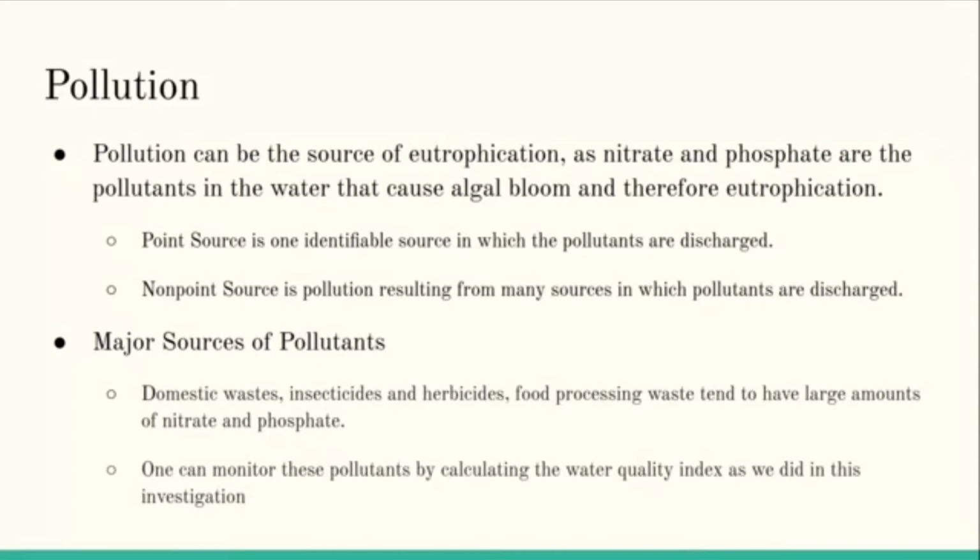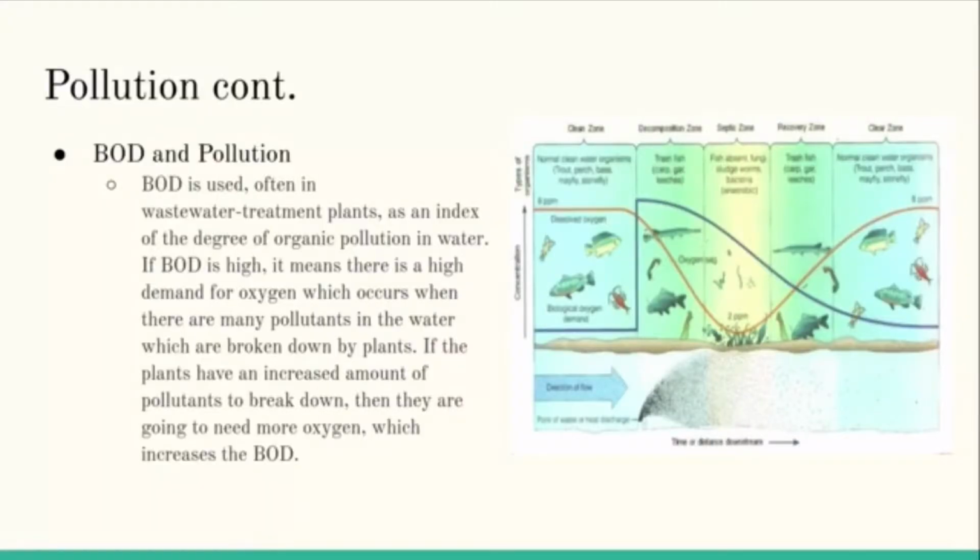There are two main types of pollution: point source pollution, which is when there's one identifiable source where the pollutants are being discharged, and non-point pollution, which is pollution resulting from many sources instead of just a single one. Major sources of pollutants today are domestic waste, insecticides and herbicides, and food processing. These tend to have large amounts of nitrates and phosphates, which are the pollutants that cause things like algal bloom and therefore eutrophication. One can monitor these pollutants by calculating the water quality index, as we did in this investigation. Additionally, one can look at pollution and biological oxygen demand.